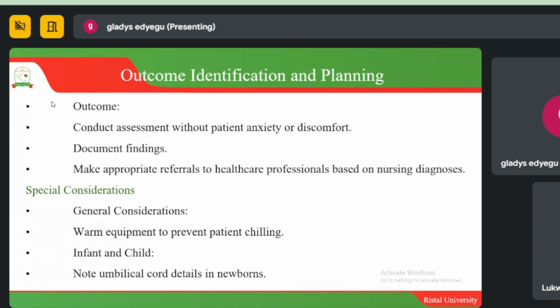So even your hands should be warm. Let's not touch patients when our hands are cold, because this can also destabilize our patients and they get scared. They feel your hands are very cold to touch, they feel even the equipment we are using is cold. So we have to warm this before we put it in contact with our patients.